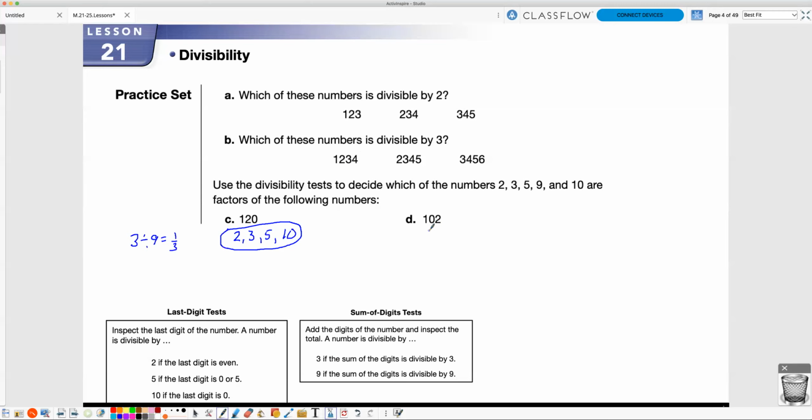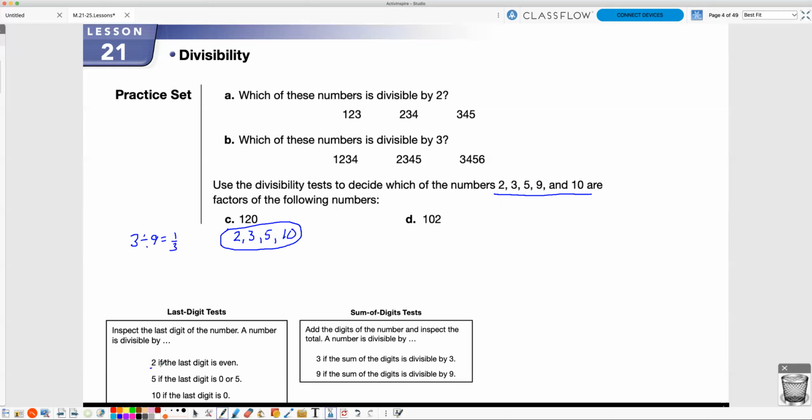Go ahead and do letter D. List all of these numbers, 2, 3, 5, 9, and 10, which are divisible without actually dividing it. The goal is not to actually divide these numbers, but to use the tests.